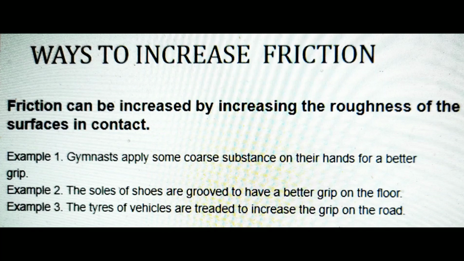Now, since friction has advantages also, there are instances when we need to increase friction, and this can be done by increasing the roughness of the surfaces in contact. For example, gymnasts apply some coarse material on their hands for a better grip. Also, the weightlifters do the same. The soles of the shoes are grooved to have a better grip on the floor. The tires of the vehicles are treaded to increase the grip on the road. So these are the three different examples where friction has been increased.